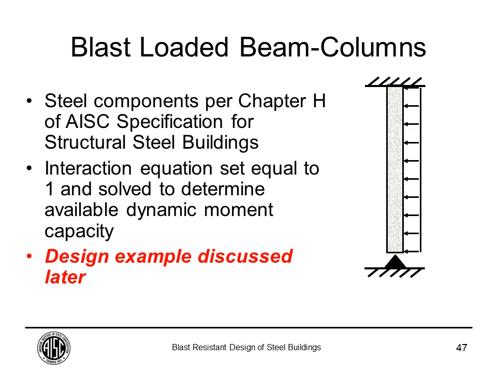Now let's just talk about the equations for these beam columns. They're really derived from Chapter H in the AISC specification for structural steel buildings. Basically, you have the equation and you make it equal to 1, and then you solve for that moment capacity that is going to be reduced based on the blast loads, based on the axial load and the axial capacity ratio, which reduces the moment capacity. We're going to look at an example of that later.